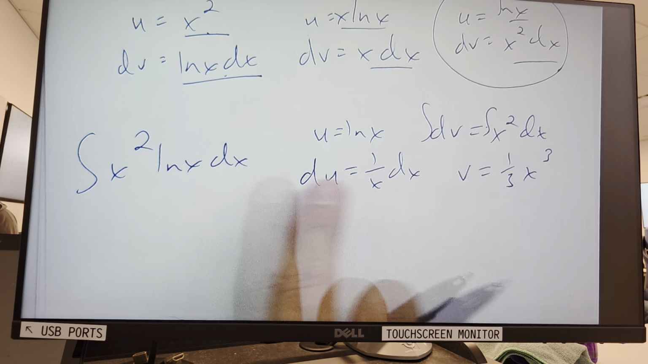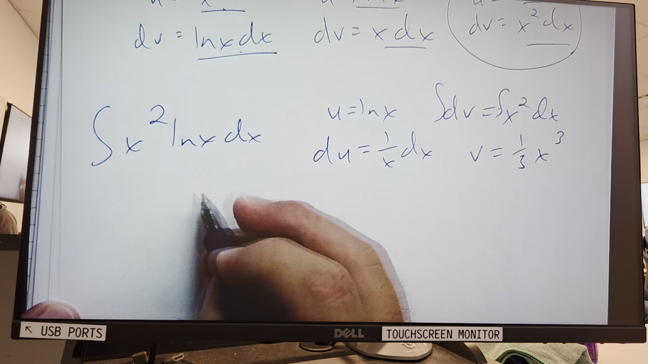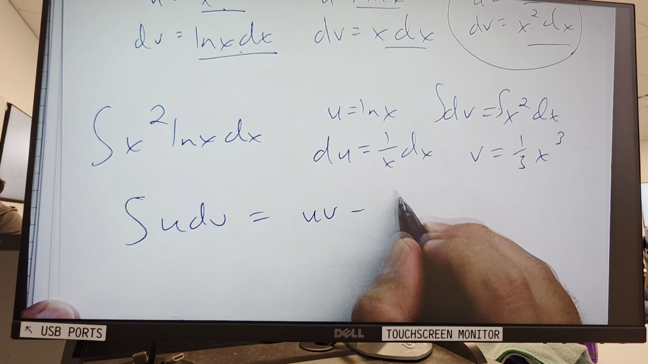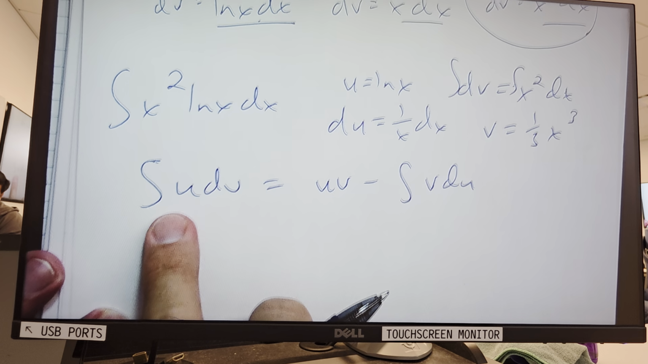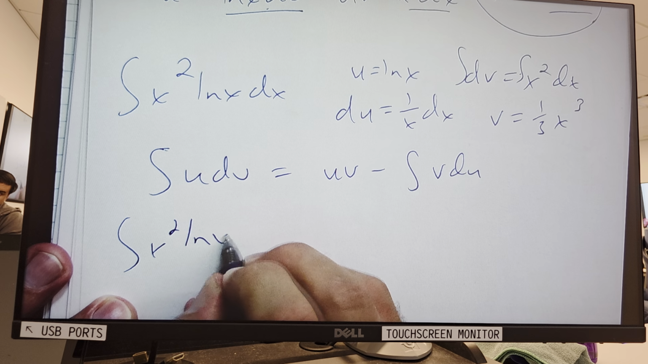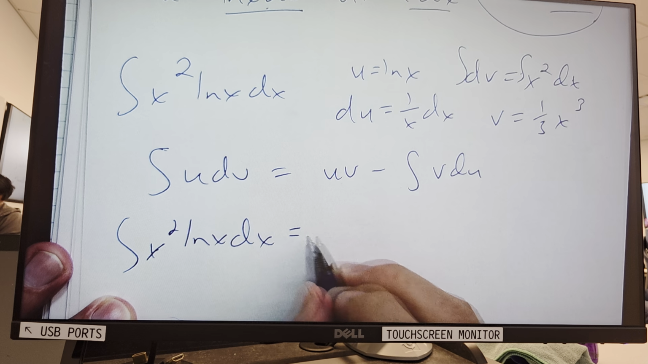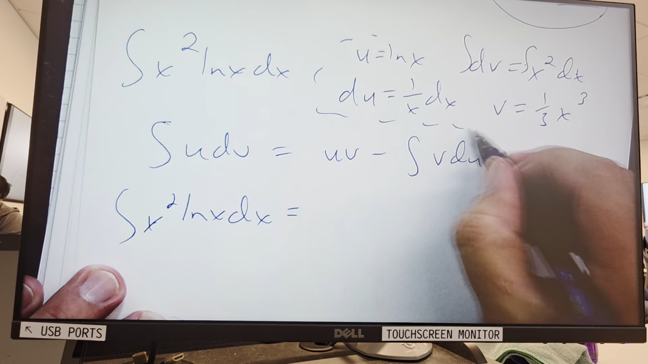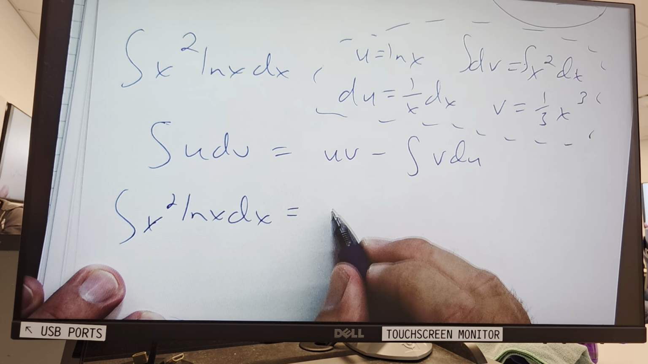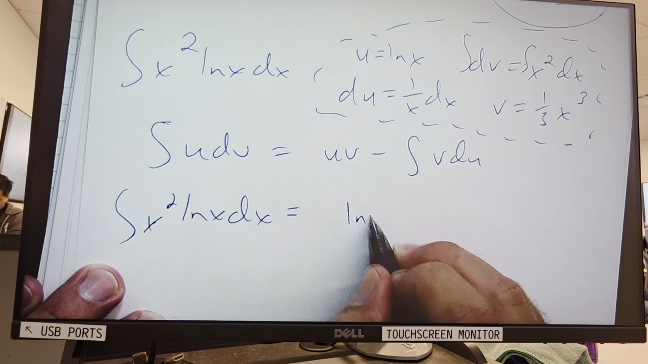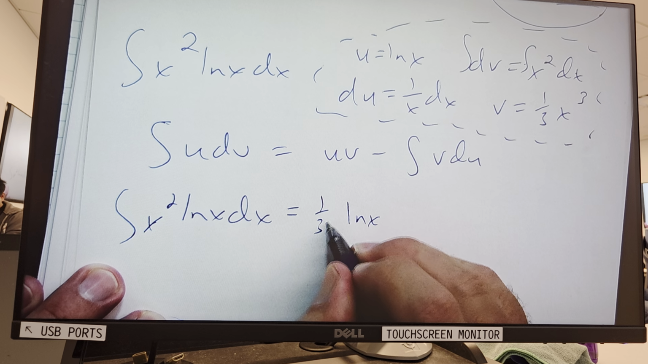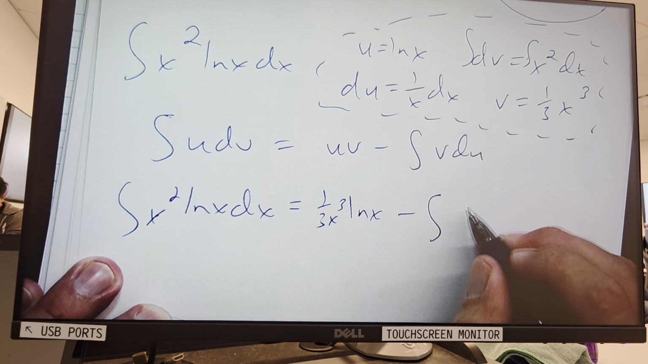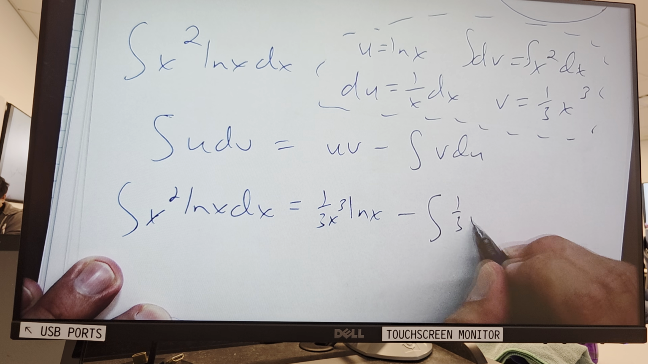Okay. If I put this stuff together now, let me put the rule down again. So my integral, what's uv? u is ln x. I'm going to put v in front just because. And then what's v again? And what's du?